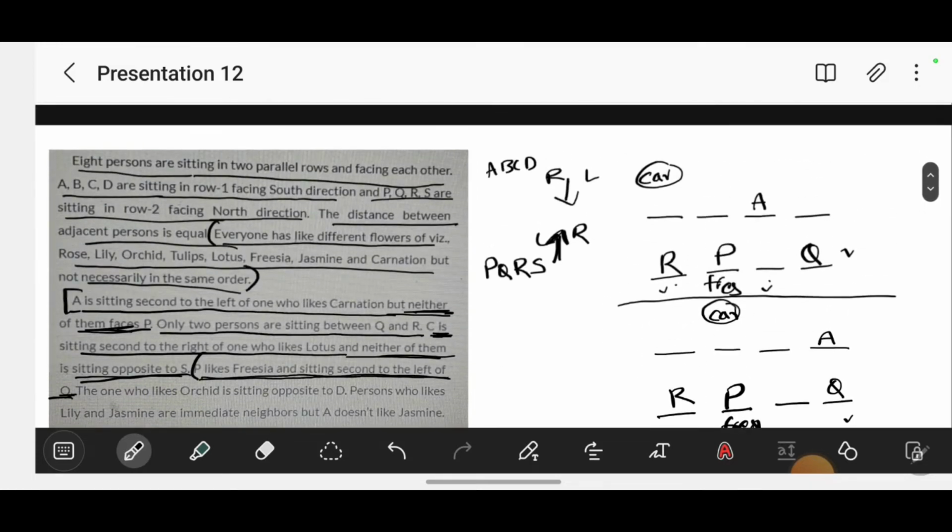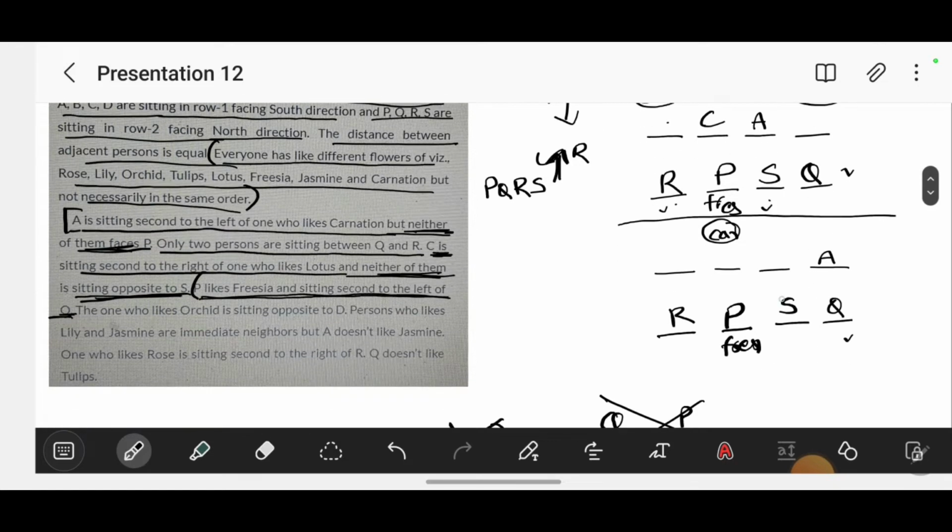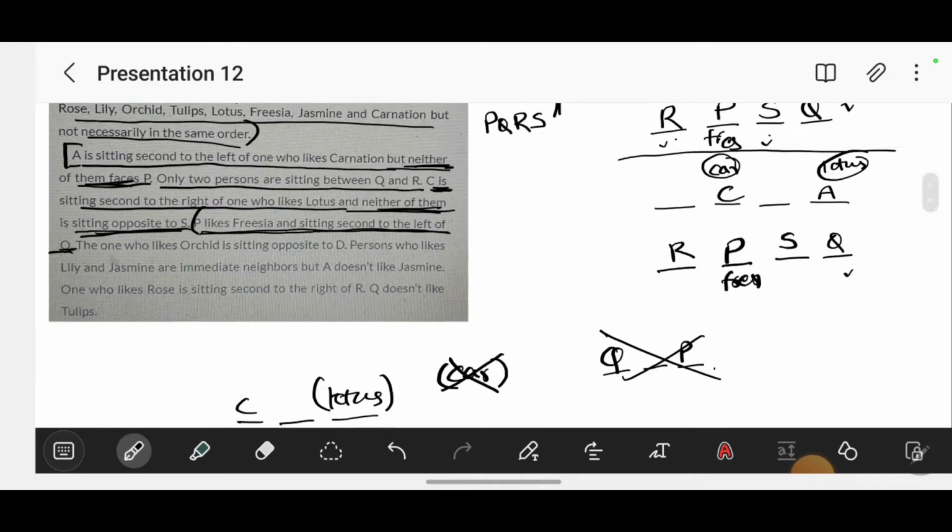So take the condition. If lotus is here, C is here, and if lotus is here, C is here. And we also know from PQRS that S is here and S here. There are 2 chances, lotus here or lotus here. As he is saying, lotus and C are both not opposite to S, so take lotus here only and C here. And in this case also, lotus and C are not opposite to S, so take lotus here and C here. Okay, this case is complete now.